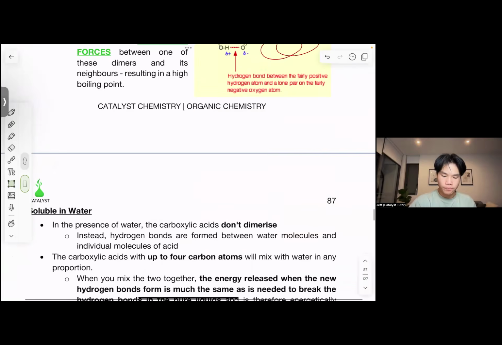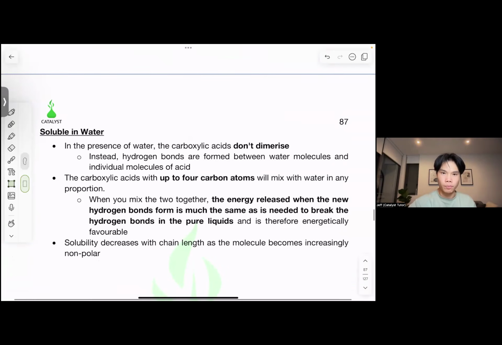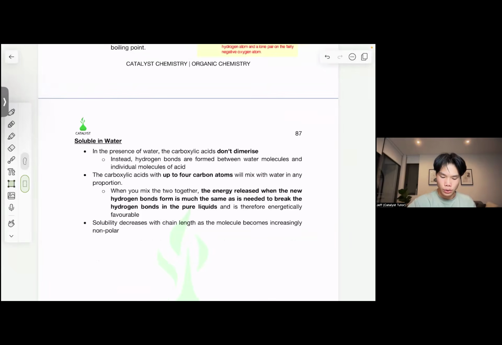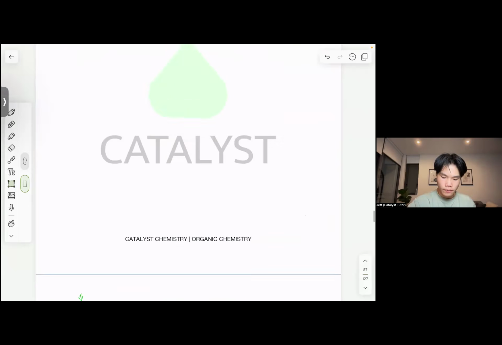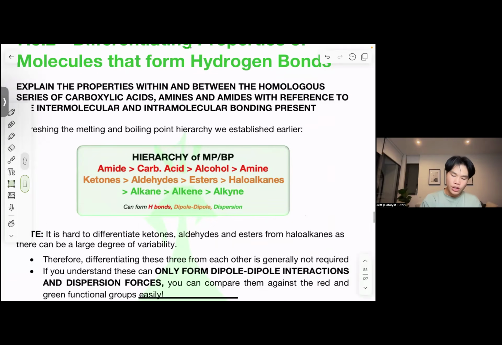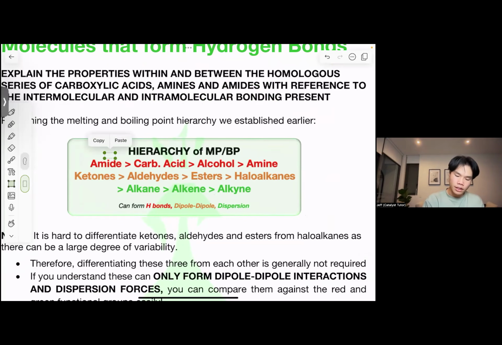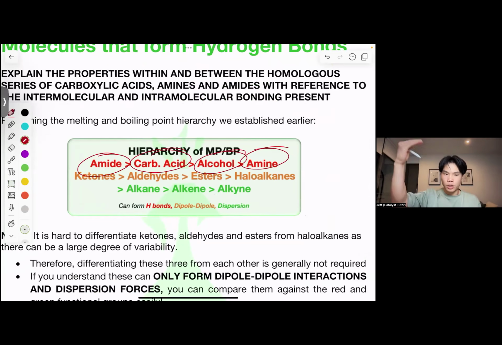So then also carb acids are soluble in water, but they don't form dimers when they go into water. They just dissolve. So you need to be able to differentiate amides from carb acids, from alcohols, from amines. They all sit above everything else.